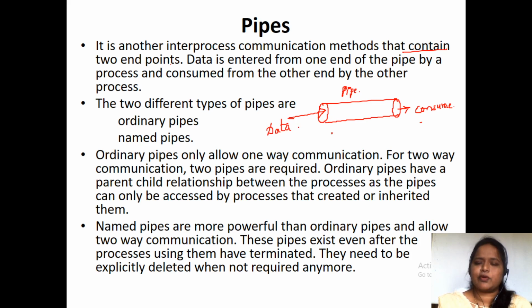The best example of this is the producer consumer problem, which you will be going to have in the next session. This is one of the examples of this pipe. The producer is producing the items and the consumer is consuming the items. If the producer is not producing the items, the consumer can't consume the items.